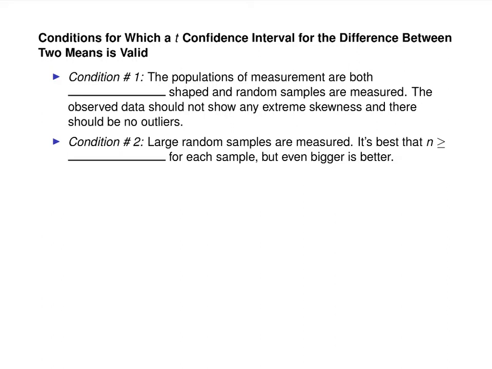So the conditions that guarantee that this procedure is going to be valid, the first condition, much like before, is that the populations of measurements are both bell-shaped and random samples are measured. The observed data shouldn't show any extreme skewness and there shouldn't be any outliers. And in that case, any size is okay. Condition 2 is that you measure a large random sample. And in this case, it's best that n is bigger than or equal to 30, but bigger is generally speaking better.